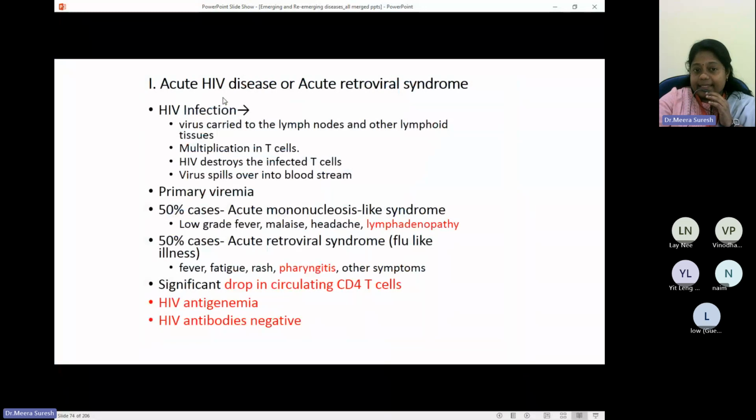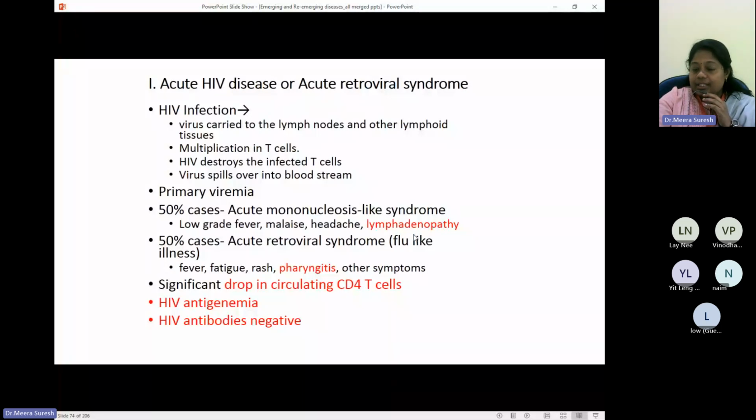So starting with HIV disease, the first stage: the virus will be carried to the lymph nodes and lymphoid tissues like spleen, liver, etc. There will be multiplication in T cells, and the HIV destroys the infected T cells. It can spill over into the bloodstream, which results in primary viremia. In 50% of cases, there will be an acute mononucleosis-like syndrome, or infectious mononucleosis, which is characterized by low grade fever, malaise, headache, and lymphadenopathy.